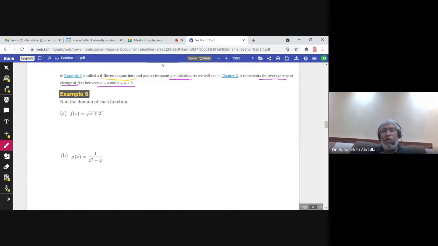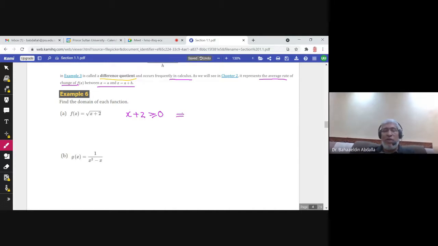Whenever you have a square root, the thing inside the square root cannot be negative. So x plus 2 cannot be negative, because if you put the square root of negative 1 in the calculator, you will get a math error. It's not a real number. So x plus 2, which is inside the root, must be greater than or equal to 0.